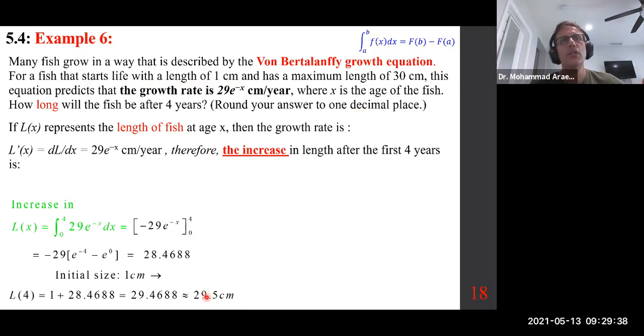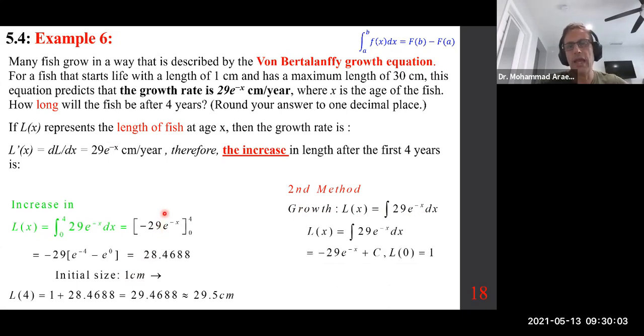I want to quickly share with you the second method. Instead of doing that, we can find the length of the fish, the L of x function. Since we have this, L of x will be this plus a constant, with the initial value L of 0 equals 1. So take a look. We can say here's L of x. We've already done the work here. So the answer is this plus a constant with this initial condition. If you replace the x with 0, you get 1.